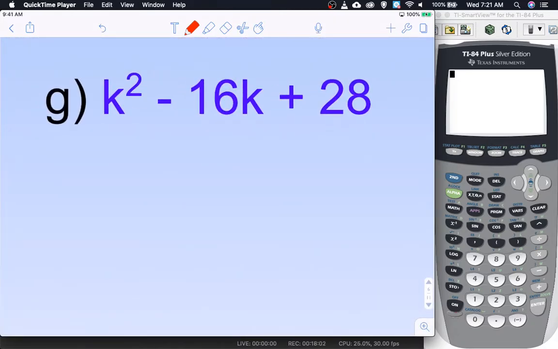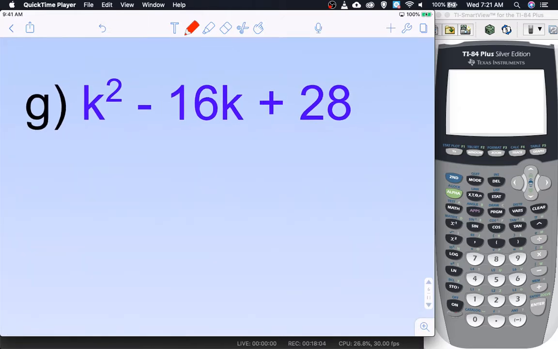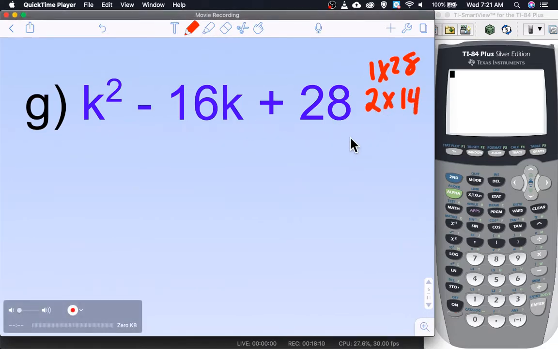So that would be, well, let's list our factors. 1 times by 28, 2 times by 14. Hey, I think we found it. 2 times by 14. A 2 and a 14 can add or subtract to give us 16. I think we found it. Any other factors of 28? Yeah, there's a 4 times by 7.